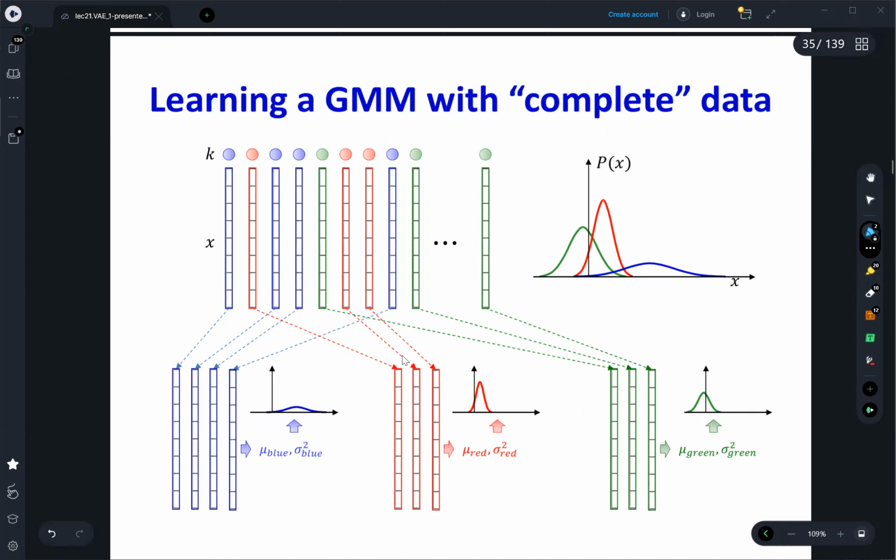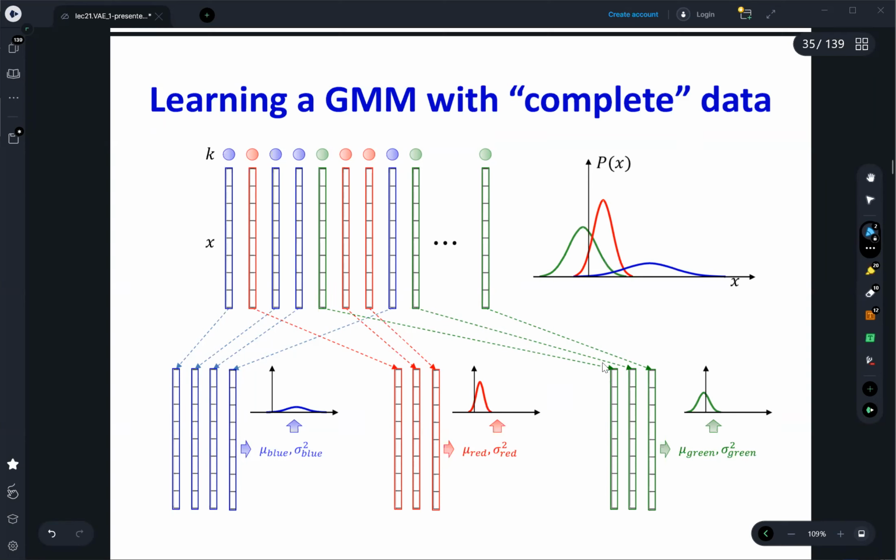You'd segregate out all the vectors that came out from the red Gaussian into a red collection, and all the vectors that came out from the green Gaussian into a green collection. And then, now we know that all of these came from a single Gaussian. You can just use all of these to estimate the mean and variance of the blue Gaussian. You know that all of these came from the red Gaussian. You could use them to estimate the mean and variance of the red Gaussian.